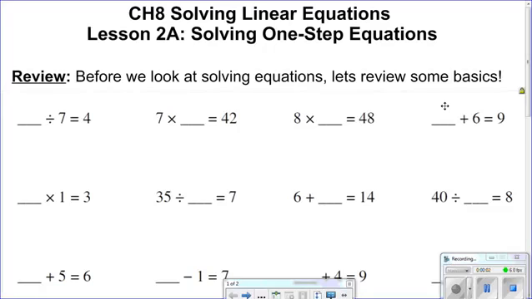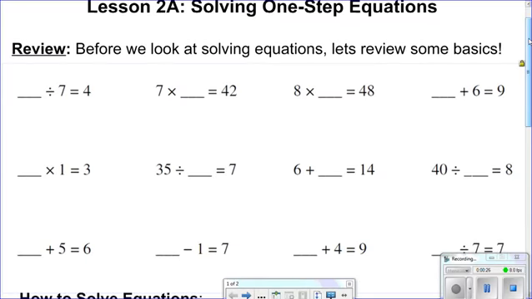All right, so this is the second lesson for the A set of notes for Chapter 8, Solving Linear Equations. In this lesson, we are going to look at solving one-step equations, so having a variable that has one thing happening to it, so it's being times, or it's being divided, or added, or subtracted. Just one of those things is happening to it.